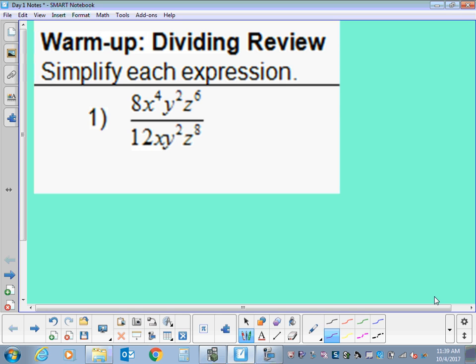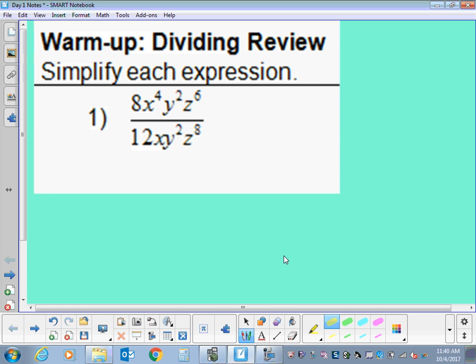Right, so we are simplifying each expression. In this unit, we're talking about how to factor. In order to factor, you have to understand your GCF. Who knows what GCF stands for? Greatest common factor. All right, we'll get there in a second, but first let's simplify this.